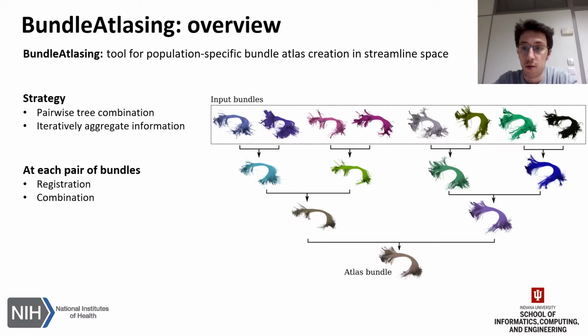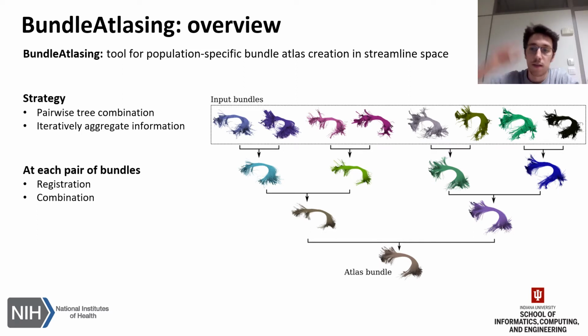So thinking about the problem, we came up with BundleAtlasing, which is our new tool for population-specific bundle atlas creation. The whole process is performed in the space of streamlines. That basically means that we are working with streamline bundles from the very beginning. So we assume that you already have your segmented streamline bundles, and after that we start the processing. And the strategy we propose here can be summarized with the image on the right, and it's a pairwise tree combination strategy. It's easier than it looks, probably.